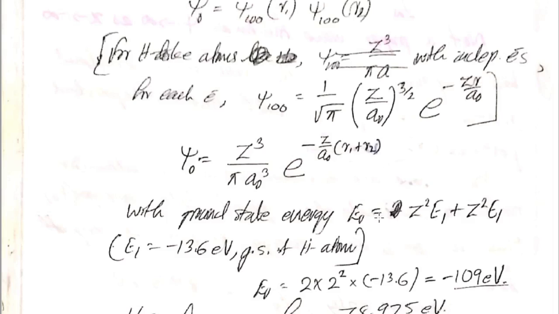Now the ground state energy E0 will be equal to the ground state energy of the first electron plus the ground state energy of the second electron. Each electron is present in a hydrogen-like atom.